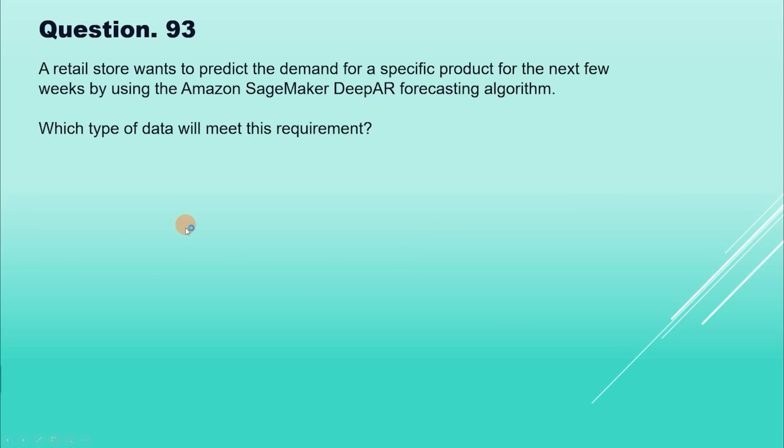And now question number 93. A retail store wants to predict the demand for a specific product for the next few weeks by using the Amazon SageMaker DeepAR forecasting algorithm. Which type of data will meet these requirements? Here are the options. Option A, text data. Option B, image data. Option C, time series data. Option D, binary data.